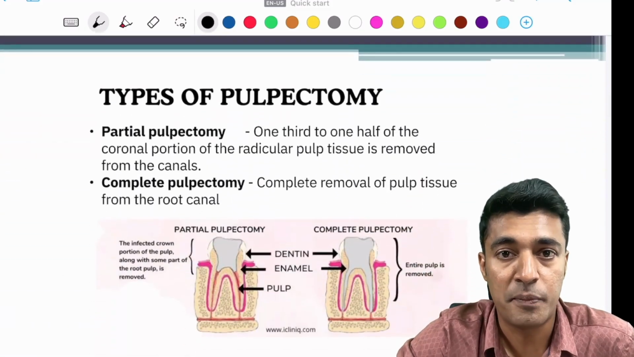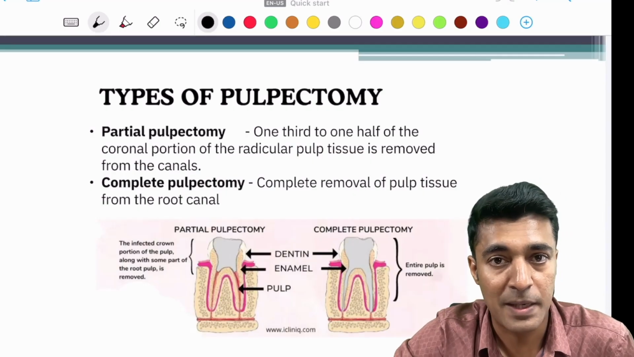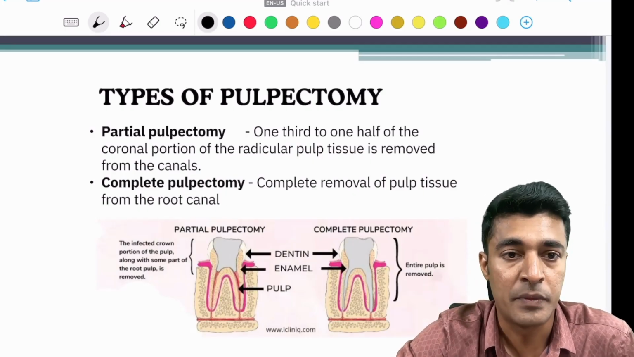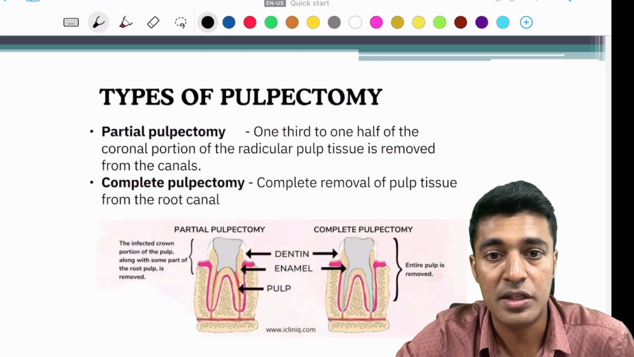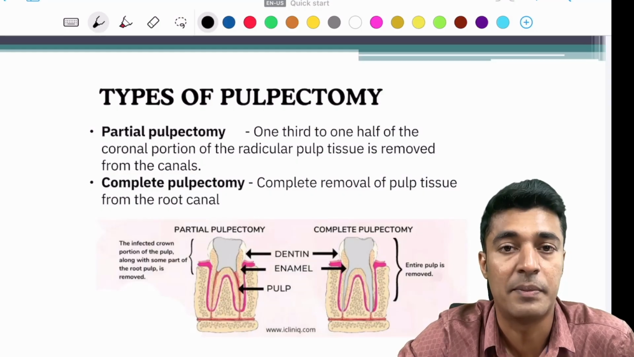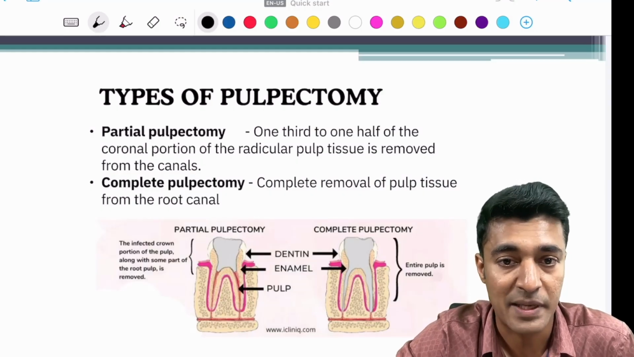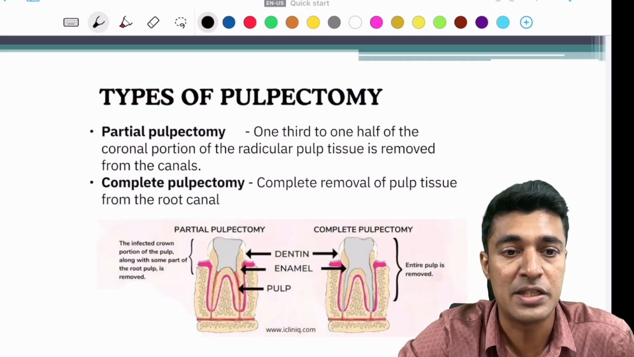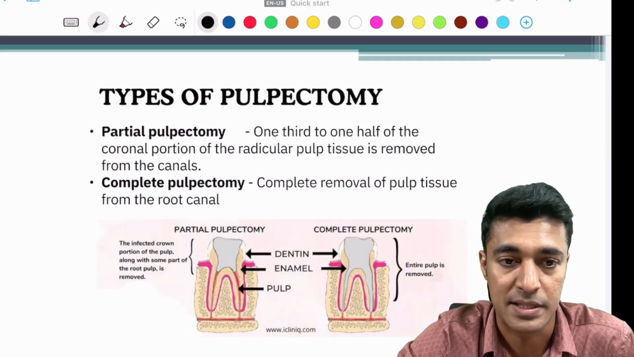Coming to the types of pulpectomy, there is partial pulpectomy and complete pulpectomy. In partial pulpectomy, one third to one half of the coronal portion of the radicular pulp tissue is removed from the canals, whereas in complete pulpectomy, complete removal of the pulp tissue from the root canal takes place.